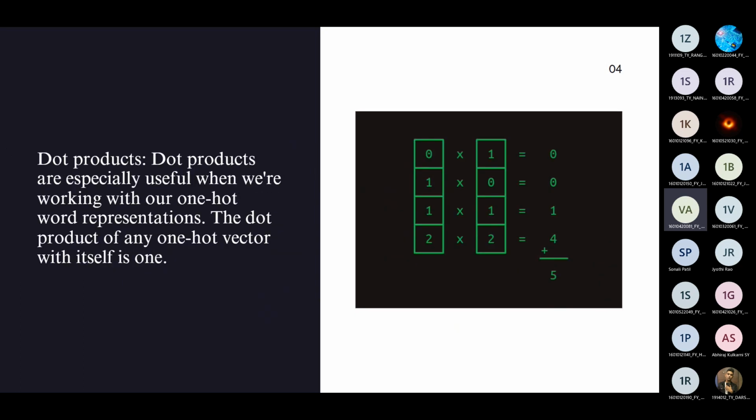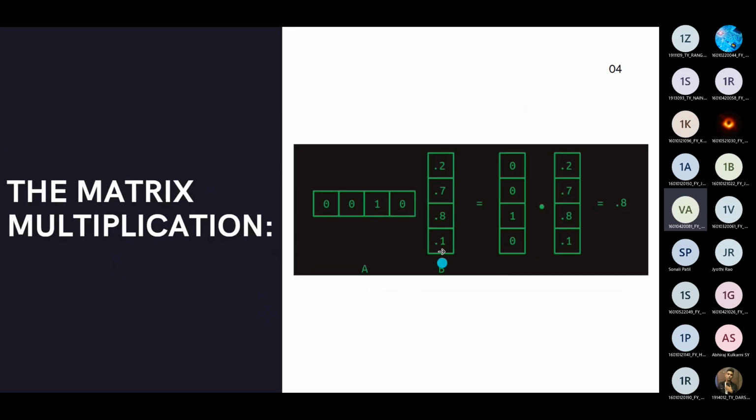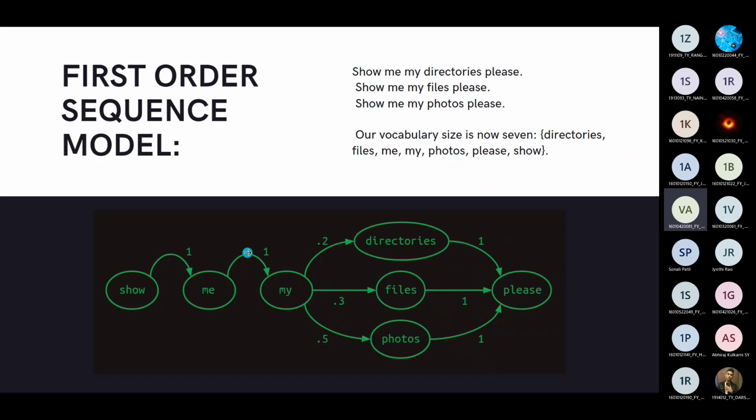Now, dot product, we all know what dot product is, so not wasting much time here. The matrix multiplication we all know. These are basic things that are required because all these things are happening there.